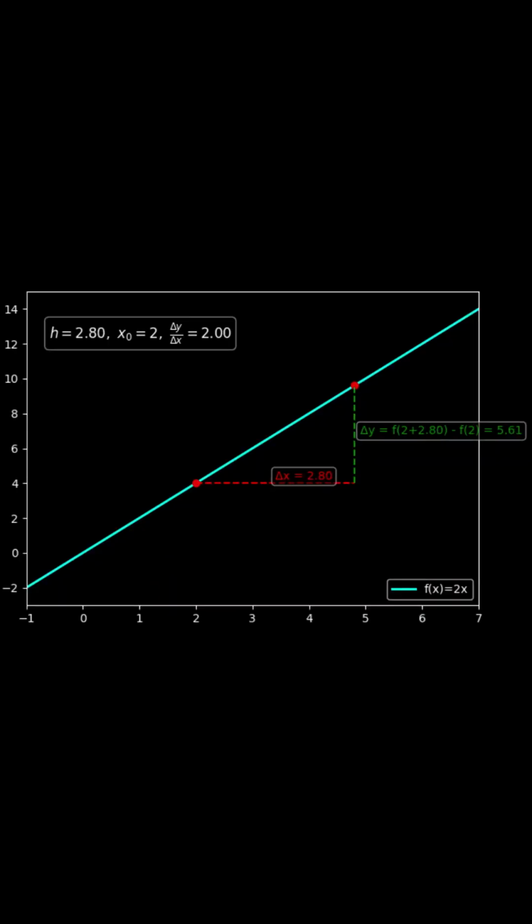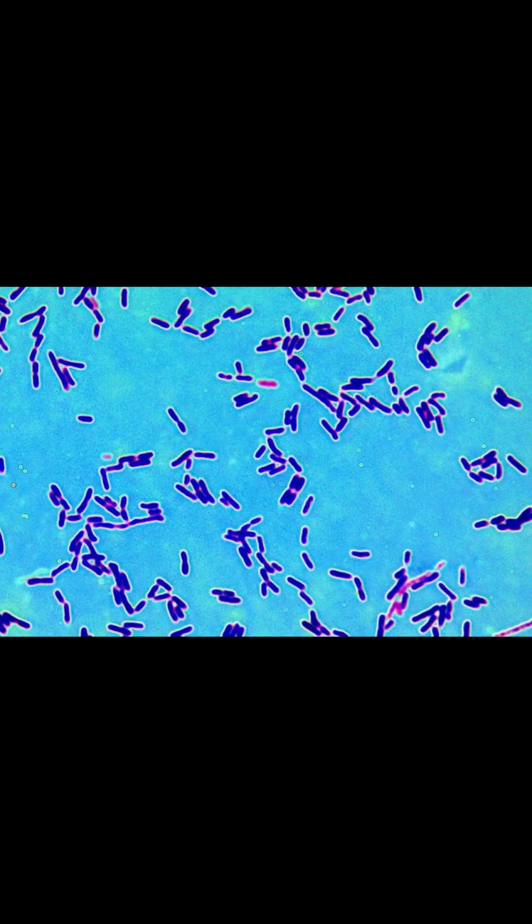Now let's see how this looks as a function. Because it's just a straight line, the rate of change is constant at every point. In this case, the size of the step, h, doesn't matter. But what about more complex functions? Take a quadratic function, for example.